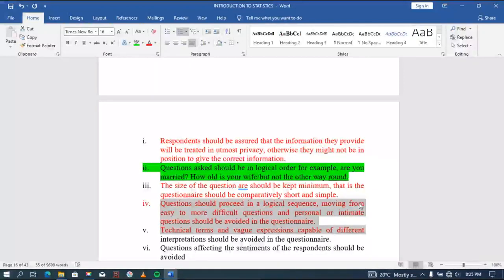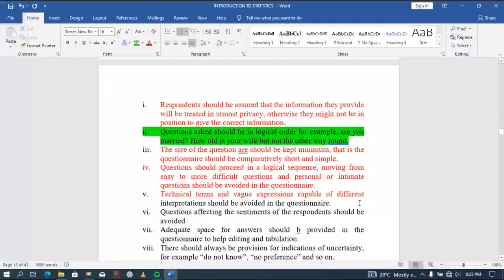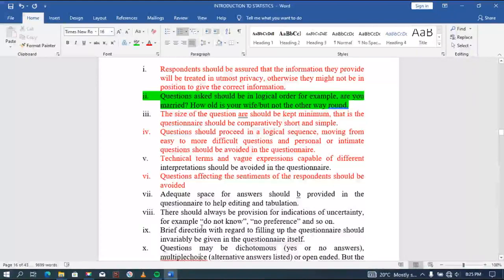Then technical terms and vague expressions capable of different interpretations should be avoided in the questionnaire. So I should try to use simple terms and direct terms that can be easily understood by the respondents. Don't use abbreviations. Try to use simple English that can be understood by the respondents. Then questions affecting sentiments of the respondents should be avoided. So emotional questions should be avoided when you want to get the right response. So questions that are kind of attacking should be avoided.